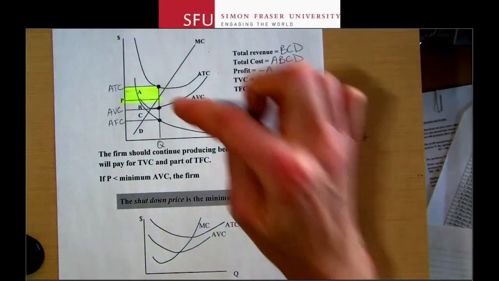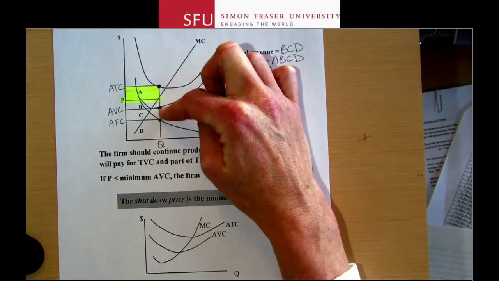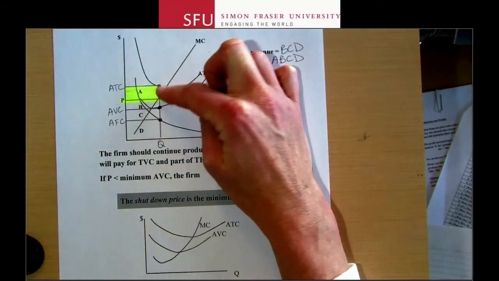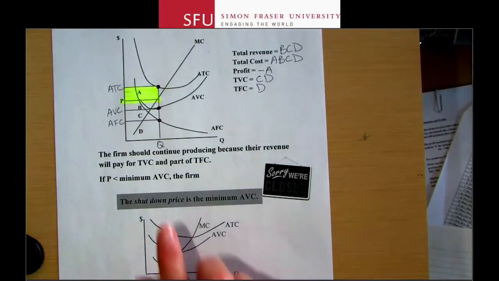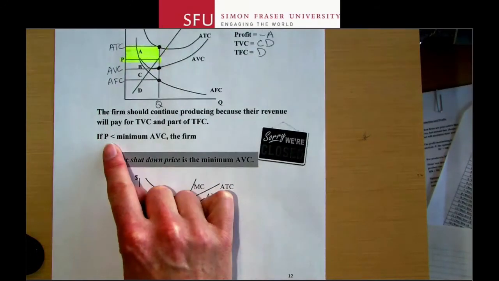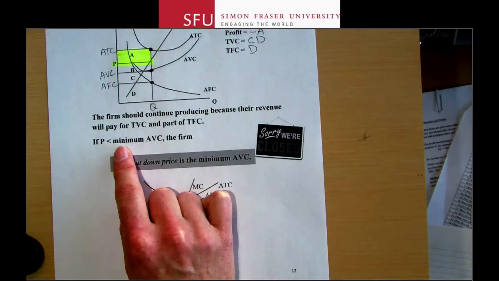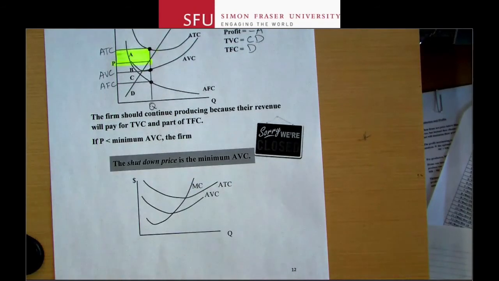All right, so the price is above the average variable cost, so they will continue production because they can pay for their variable costs. All right, let's see here. If the price is less than that minimum AVC, then they don't have enough money to pay for the variable costs.